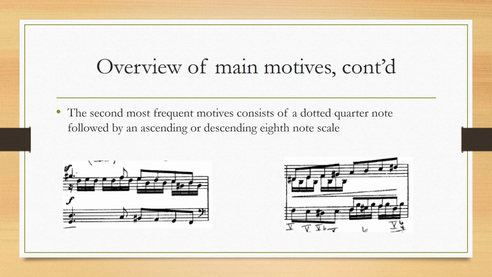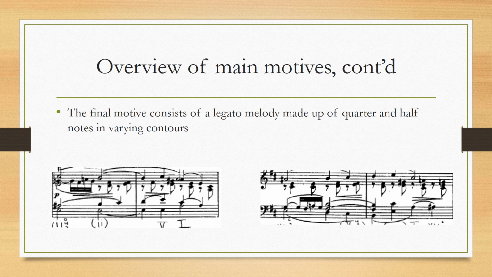The second most frequently used motive consists of a dotted quarter note followed by an ascending or descending eighth note scale. This is primarily used in transitional sections because it has a little bit more of a sense of drive and forward motion and agitation. And the final motive consists of a legato melody that is made up of quarter and half notes in varying contours. This only is seen in the secondary theme sections, and it provides a nice juxtaposition with the agitation of the 16th note motives because it's a little bit more relaxed and rhythmically calm.